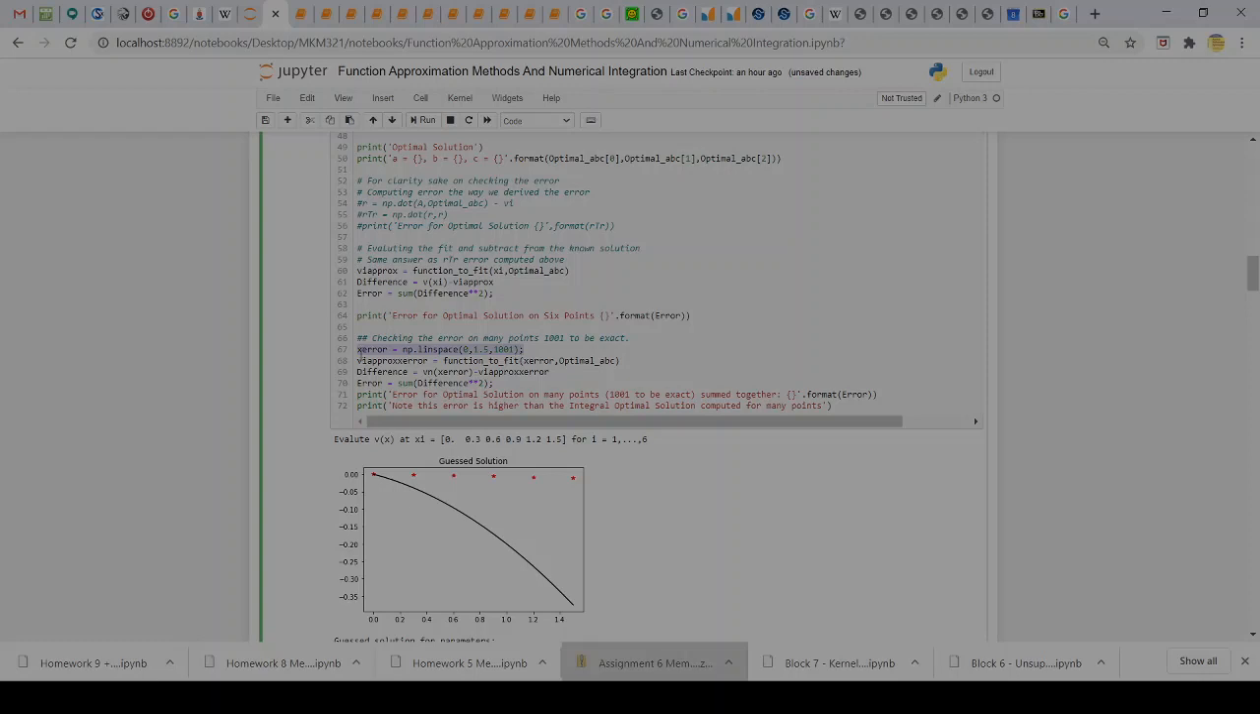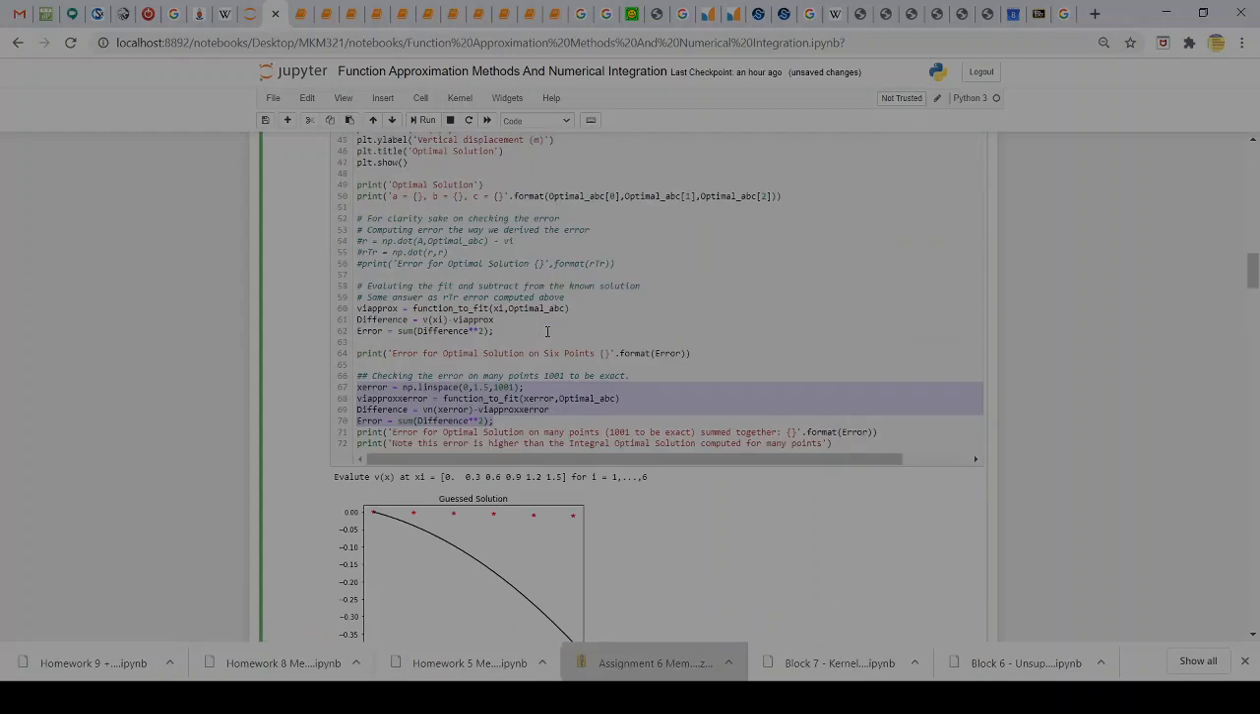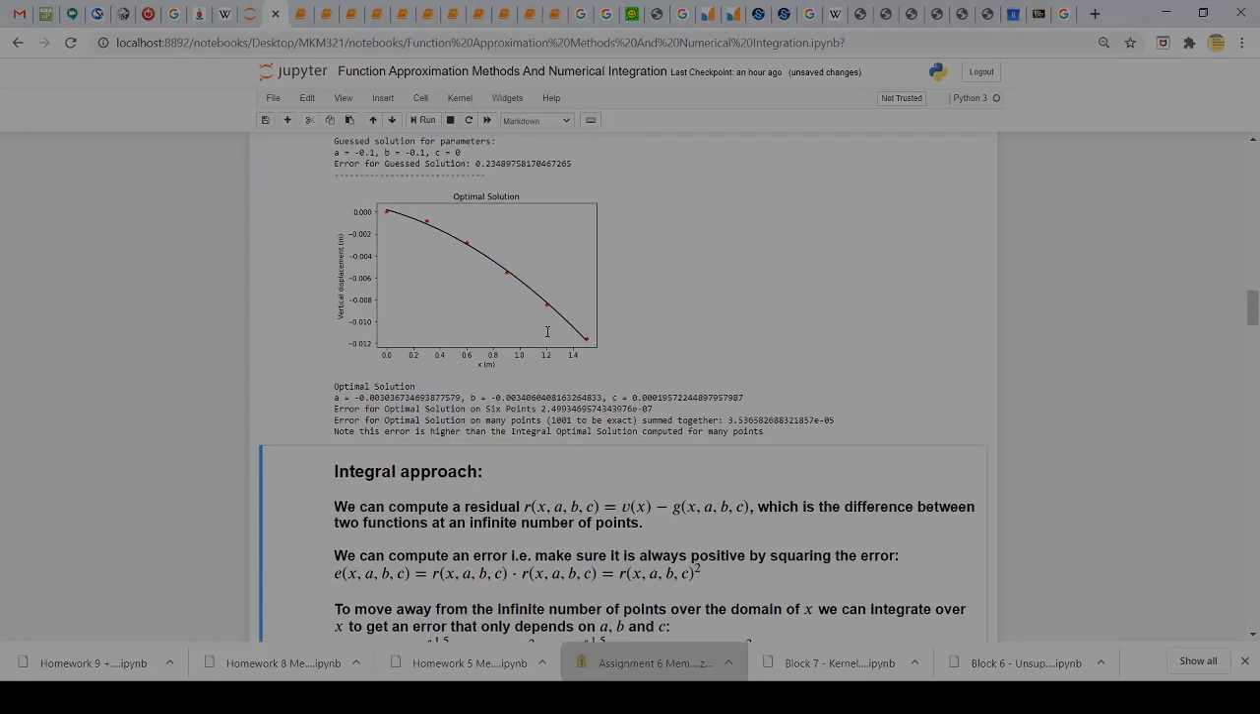I compute the Y approximation error for those 1001 locations. I compute the difference and I compute the sum squared. This is what I'm computing now. So what is important to understand here is I'm now computing the error not at 6 points but at 1001 points. And when I do that and I run this code, then I see that at the 1001 points the error is 3.53 E minus 5.